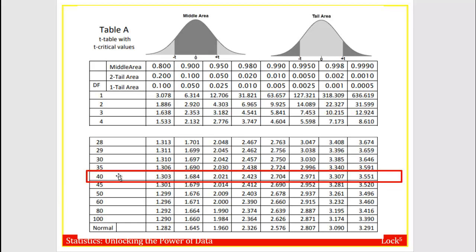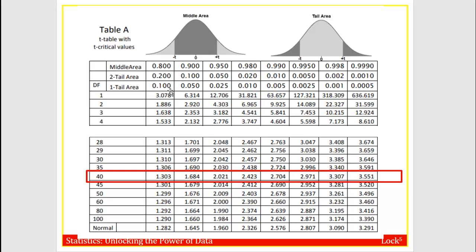Now I'm going to look along the row for 40 degrees of freedom, and I'm going to look for where the absolute value of my test statistic would fall. So if you recall, my test statistic was 14.4. So I'd try and look here to see between what two numbers 14.4 would fall. And as you see pretty quickly, the largest number here is 3.55. That means 14.4 would be way, way over here to the right.